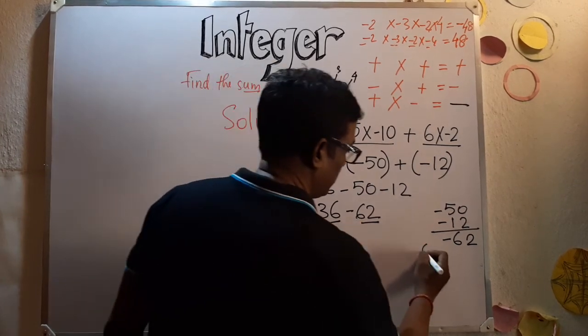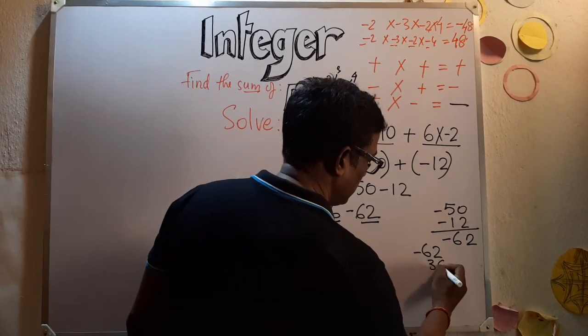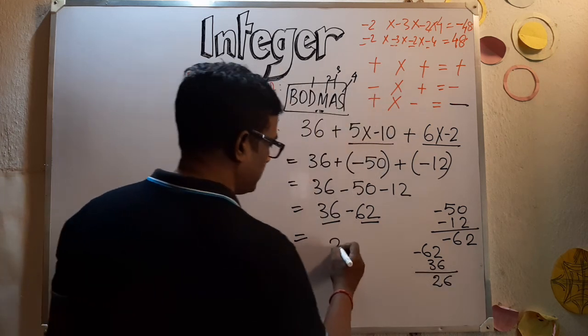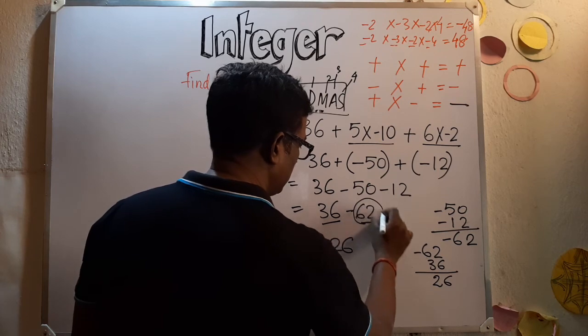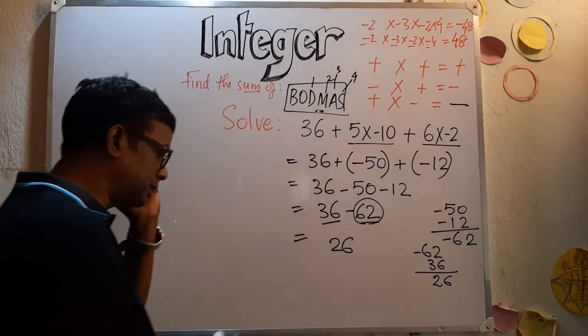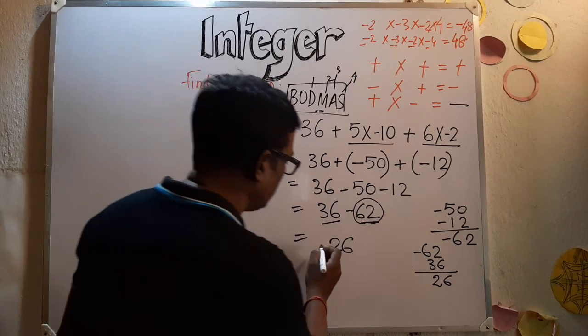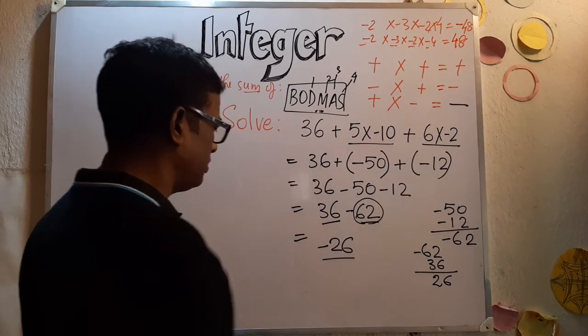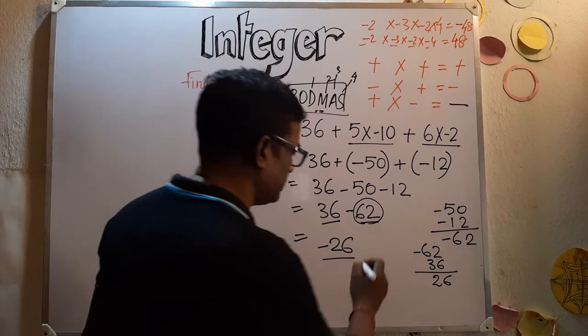So here 6 and 2, so 26, but since the larger number in this step is 62 carrying a negative sign, it has to be minus 26. Again, the final answer is minus 26.